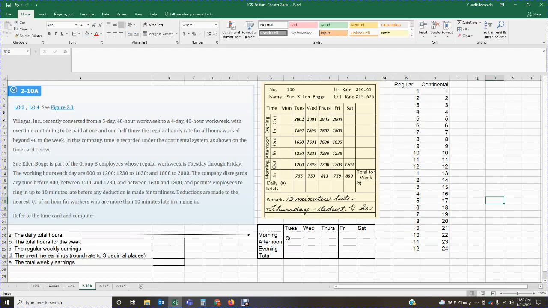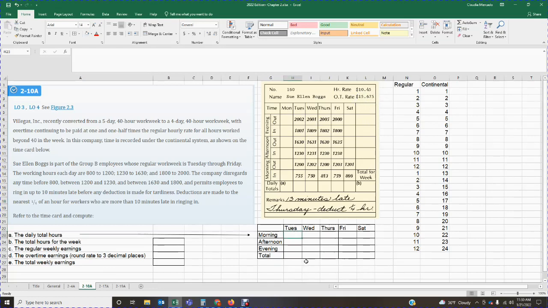Okay, so the first thing that we need to calculate is the daily total hours. So this employee worked Tuesday, Wednesday, Thursday, and Friday. And here we have the hourly rate. This employee gets paid $10.45 an hour, and the overtime rate is 15.675. That is the overtime rate using the 3 decimal places provided. Because we have to use that number provided, they're not asking us to round. In this case, they're asking us to use whatever is provided.